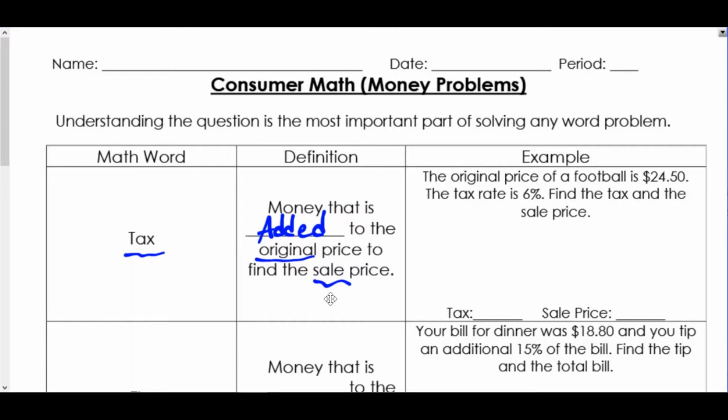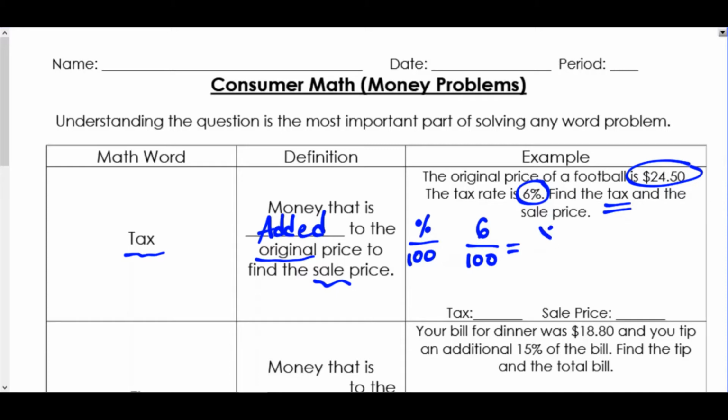So the original price of a football is $24.50. The tax rate is 6%. Find the tax and the sale price. So the tax is not 6%, the tax rate is 6%. When we're setting up a proportion, if you are given a percent, we always know we can put that percent over 100 because a percent is just some part out of that 100%. That 100 is the total. So it's some percent out of the total, or 6% out of the total of 100% is equal to, we don't know the tax yet.